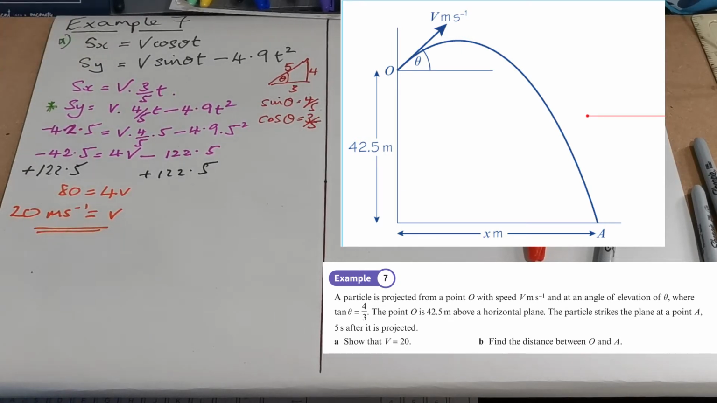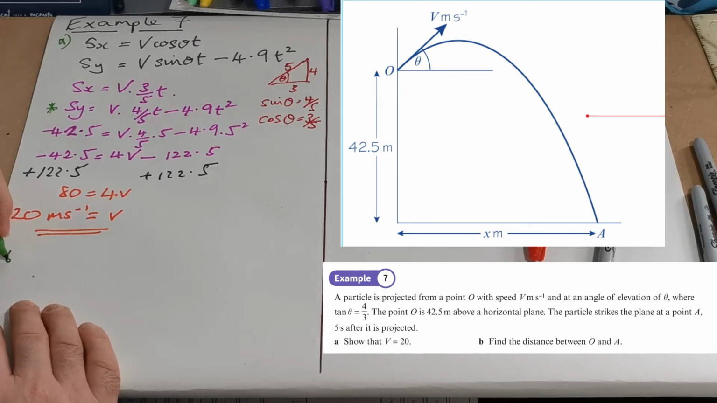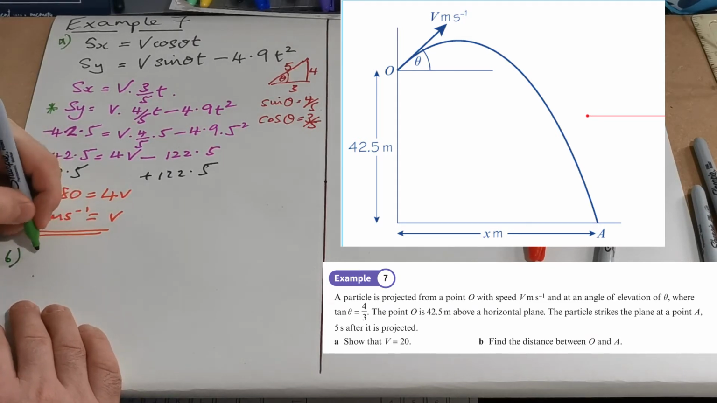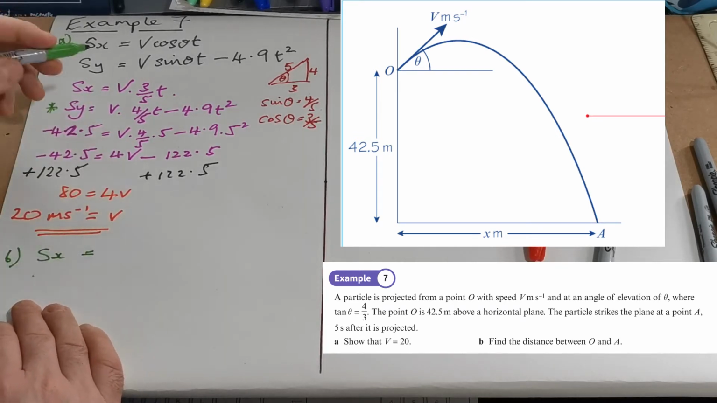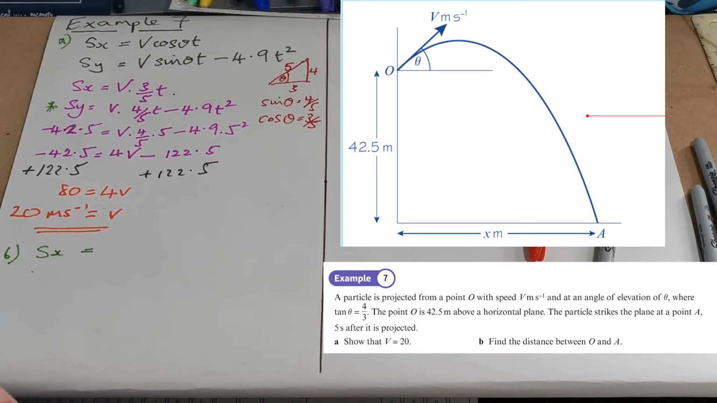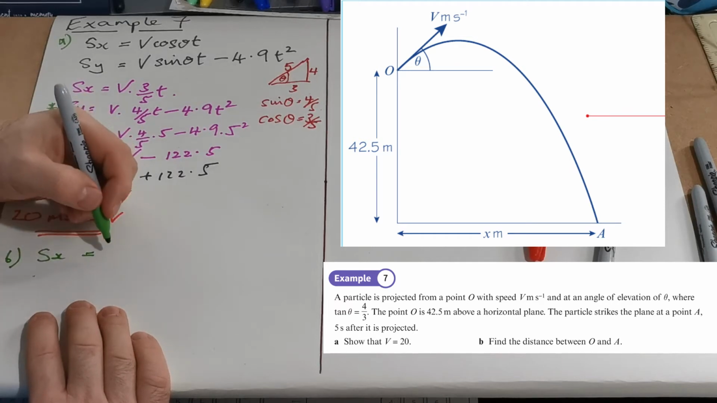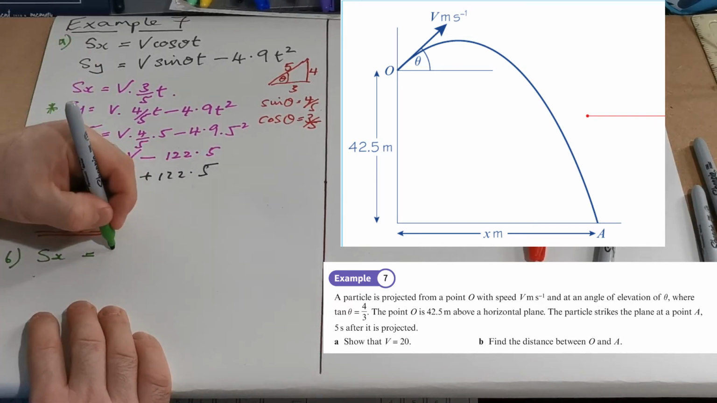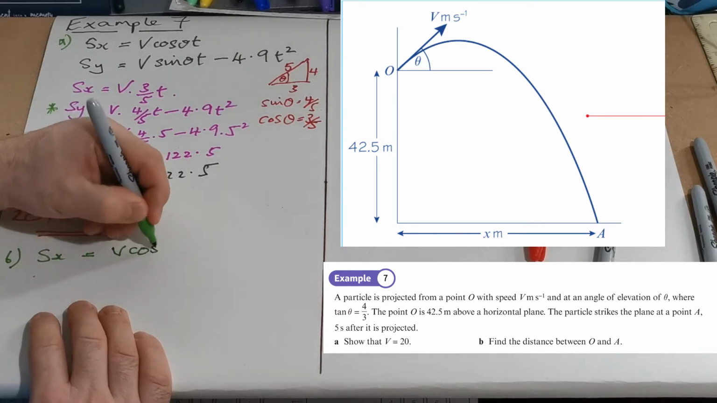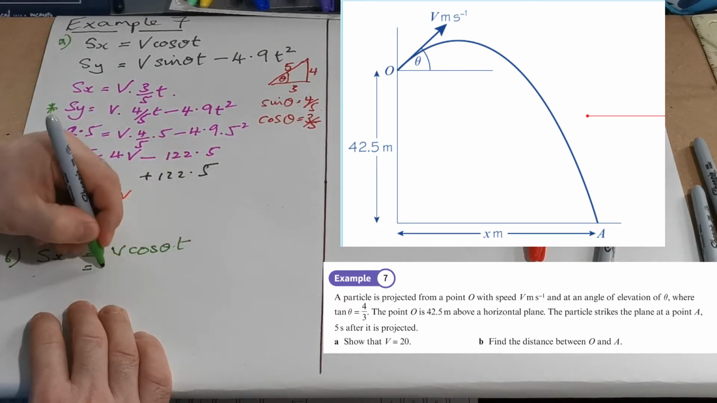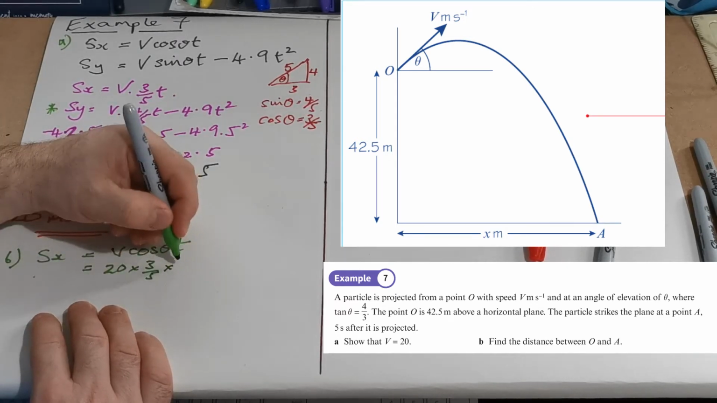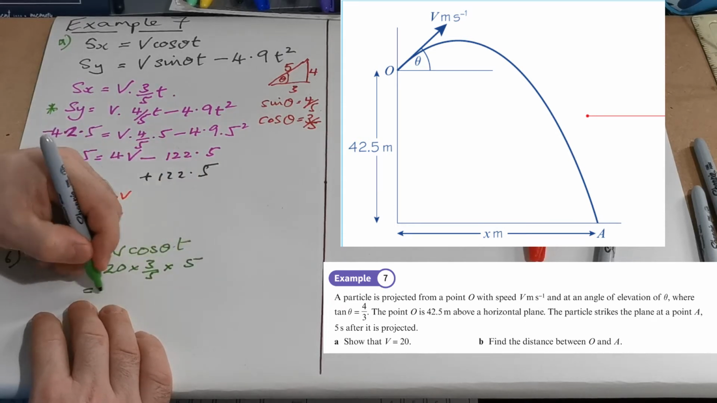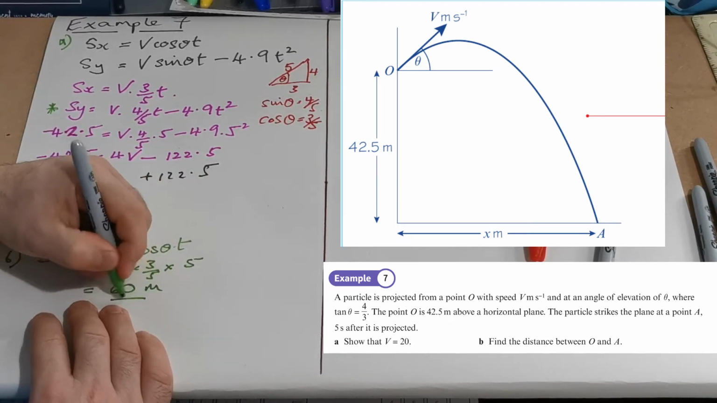Part B says find the distance between O and A. So for B, we're looking at Sx to find the distance horizontally, to find what x is. You can see on the diagram. So Sx equals v cos theta t. So equals 20 times 3/5 times 5, which equals 60 meters.